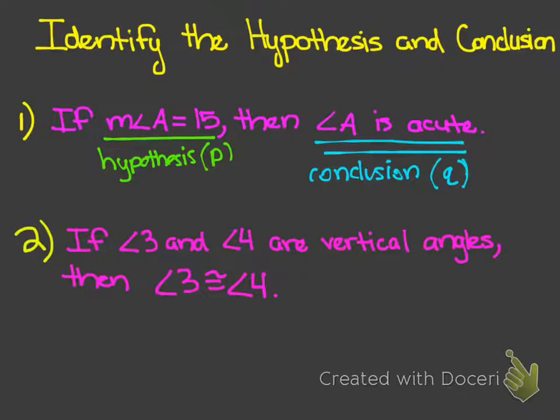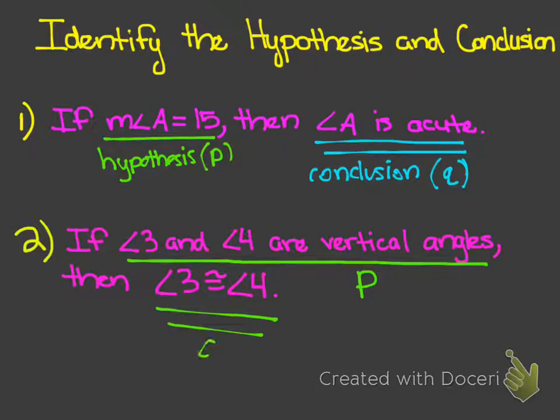Alright, let's look at this next statement. Again, we have if angle 3 and 4 are vertical angles, then angle 3 is congruent to angle 4. That is also a true statement. So our hypothesis is 3 and 4 are vertical angles. And I'm just going to put a P here. The conclusion follows the then. So it is angle 3 is congruent to angle 4. That is your Q. Okay.